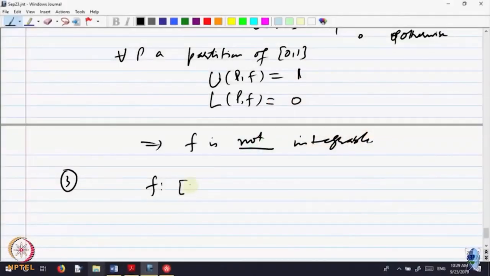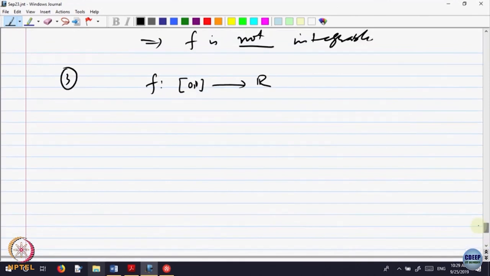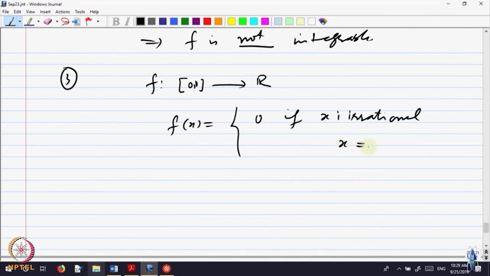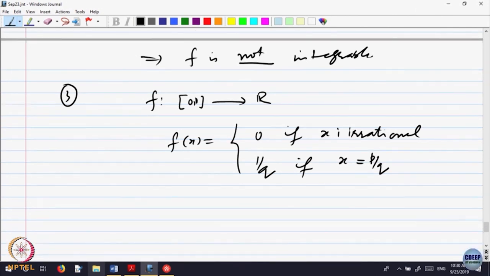So f is a function on 0, 1, to R. And this function is f of x is equal to 0 if x is irrational, like before. In 0, 1, if it is irrational, the value is 0. If it is a rational, it will be a fraction p by q. Where p and q, this is a number between 0 and 1, so q will be bigger than p anyway, right, because it is between 0 and 1. So, put it as 1 over q if x is p by q. Forget the numerator, take only the denominator of that function. Okay. Clear? What is the function?